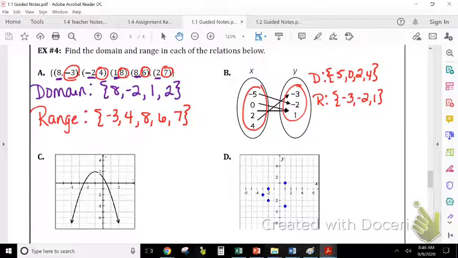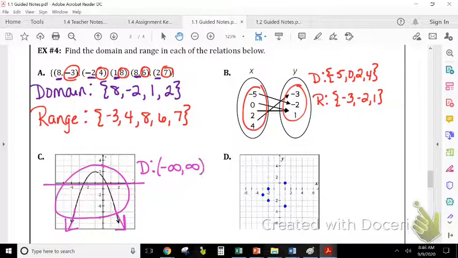But then on C, they changed it. They gave us a graph, okay? So, again, remember domain is your x's. And your x-axis goes left to right. So you have to look. Does your graph keep going to the left? Yes. Does it keep going to the right? Yes. Now, look in between those endpoints. Are there any open circles, any gaps? Does the graph jump around or anything like that? It does not. So it means it includes every number from negative infinity all the way to positive infinity.